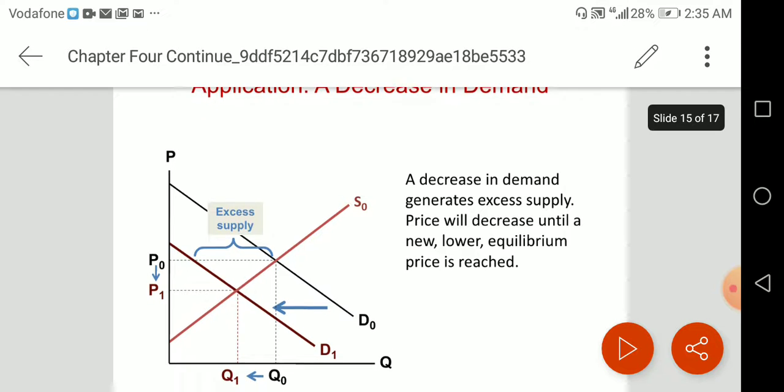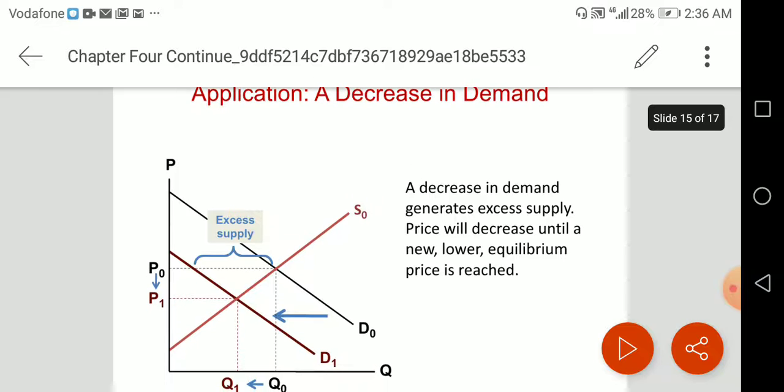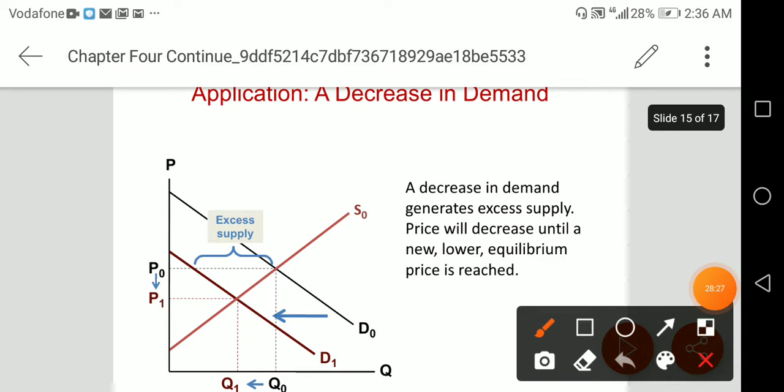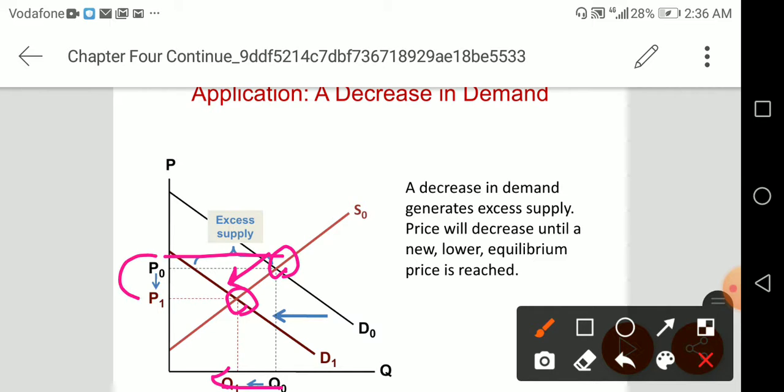If the demand decreased, as we see here, let's have the marker. When the demand decreased from this point to this point, this is the demand. So I'm shifting from this point to this point. What happened to the price? What do you think? I'm having here a lower price to reach this new equilibrium point. So a decrease in the demand generates excess supply, then the price will decrease until a new lower equilibrium price is reached.